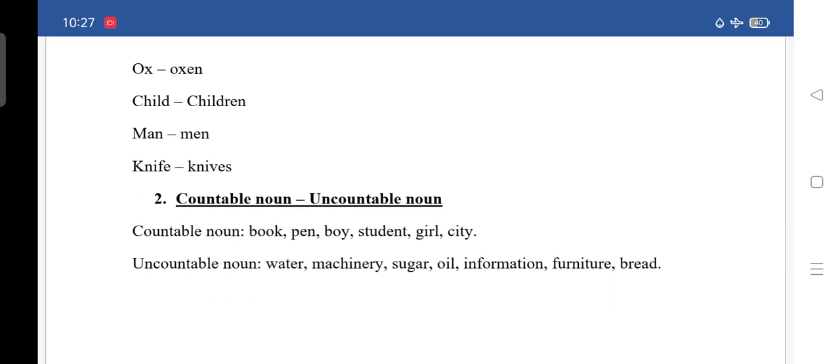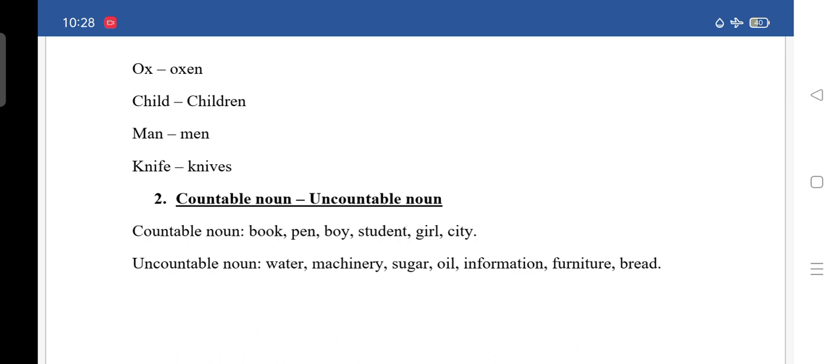Now, coming to the second one, countable noun and uncountable noun. So, what are they? We will see. Countable nouns are book, pen, boy, student, girl, city. We can count them, means we can count how many books are there, how many pens, how many boys are there in the class, how many students are present, how many girls, how many cities. Like that we can count. We can count them by giving numbers 1, 2, 3, 4, 5. So these are called countable nouns.